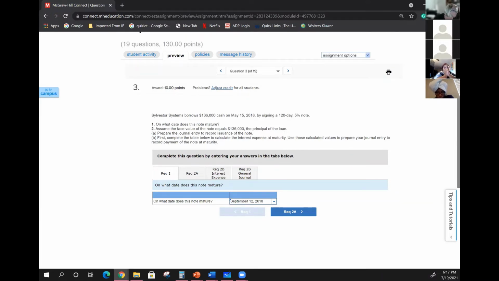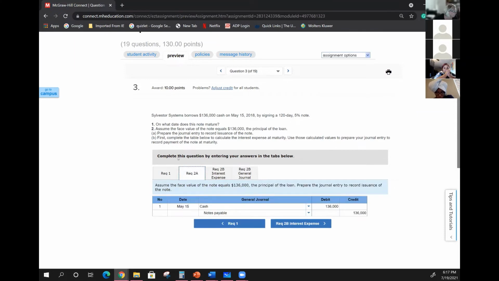So on what day does the note mature? So I've got the date on here, September 12th. What you want to do is take May 15th and count those days, 120 days. So you look to see how many days you have in each month. And it comes up with September 12th. Assume the face value of the note equals 136,000, the principal of the loan.